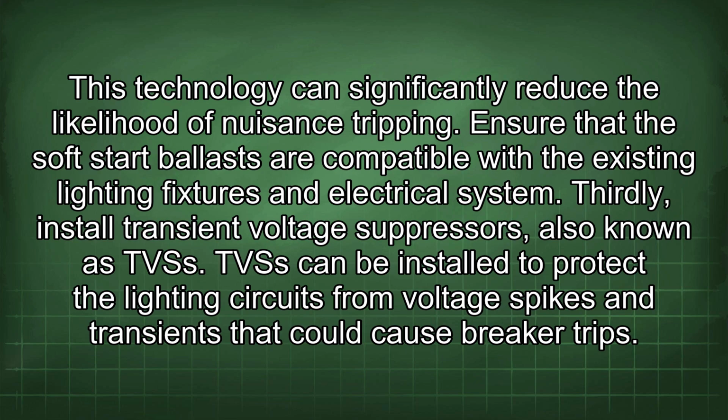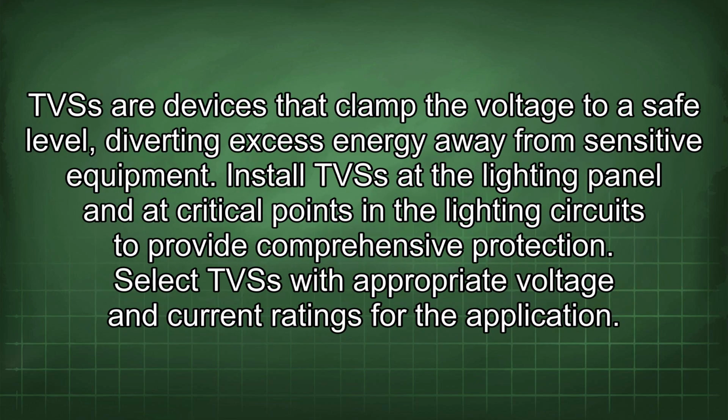Thirdly, install transient voltage suppressors, also known as TVS. TVS can be installed to protect the lighting circuits from voltage spikes and transients that could cause breaker trips. TVS are devices that clamp the voltage to a safe level, diverting excess energy away from sensitive equipment. Install TVS at the lighting panel and at critical points in the lighting circuits to provide comprehensive protection. Select TVS with appropriate voltage and current ratings for the application.